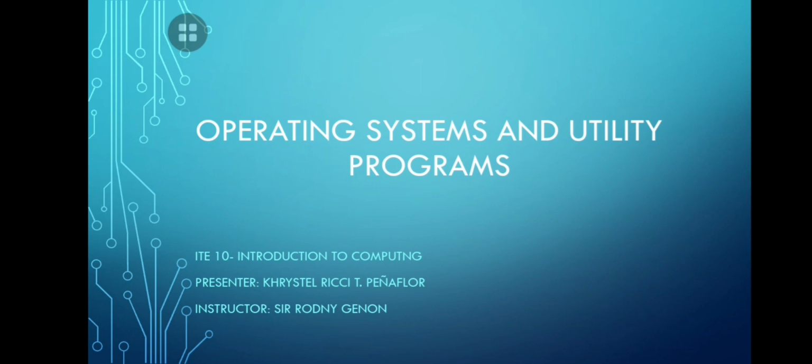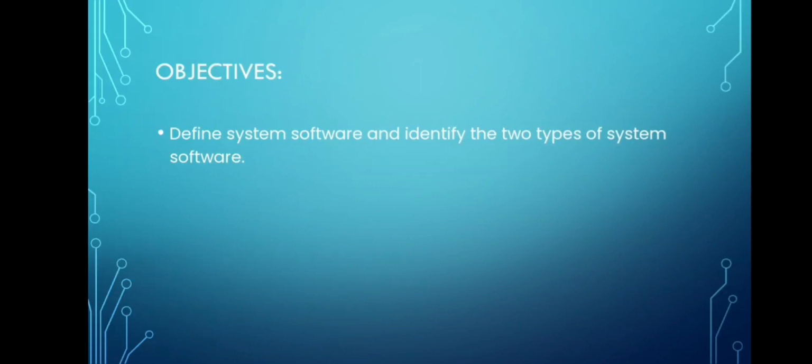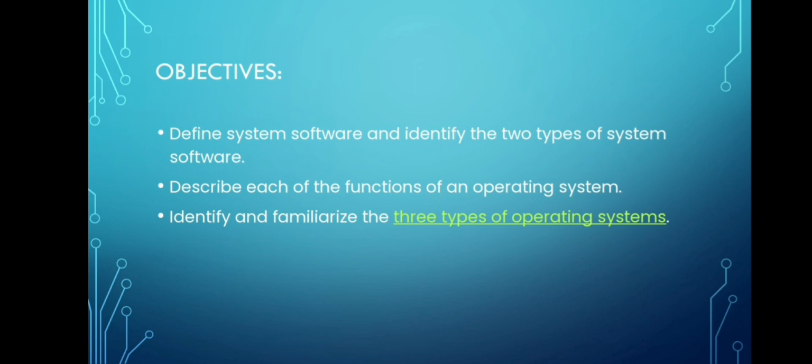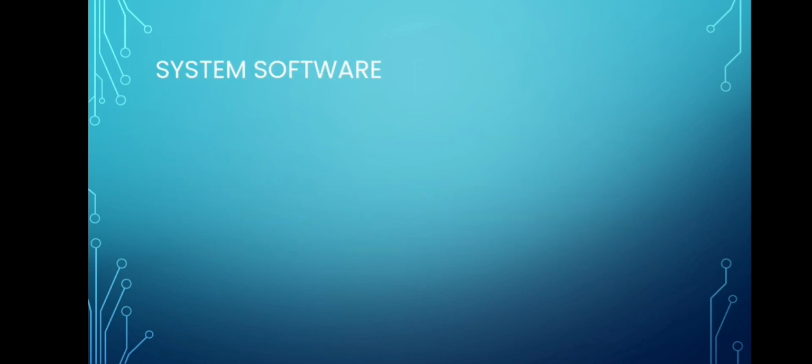In this video, I will discuss operating systems and utility programs. Objectives: define system software and identify the two types of system software. Describe each of the functions of an operating system. Identify and familiarize the three types of operating systems. Describe the purpose of several utility programs.